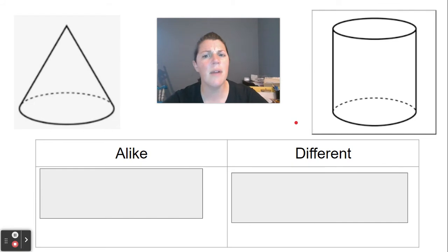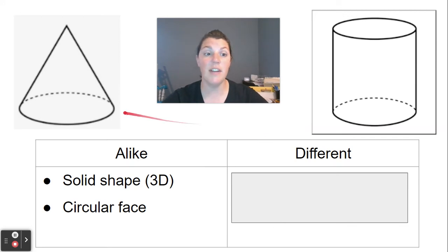So did you notice when I was describing the shapes, anything I said that makes them similar or alike? They both have circular faces. Here in the cone, the flat circle part is at the bottom, and the cylinder has circular faces at the bottom and the top. They're also both what type of shapes? They're both solid shapes or 3D. This cone is a 3D shape or three-dimensional, and a cylinder is a 3D shape.